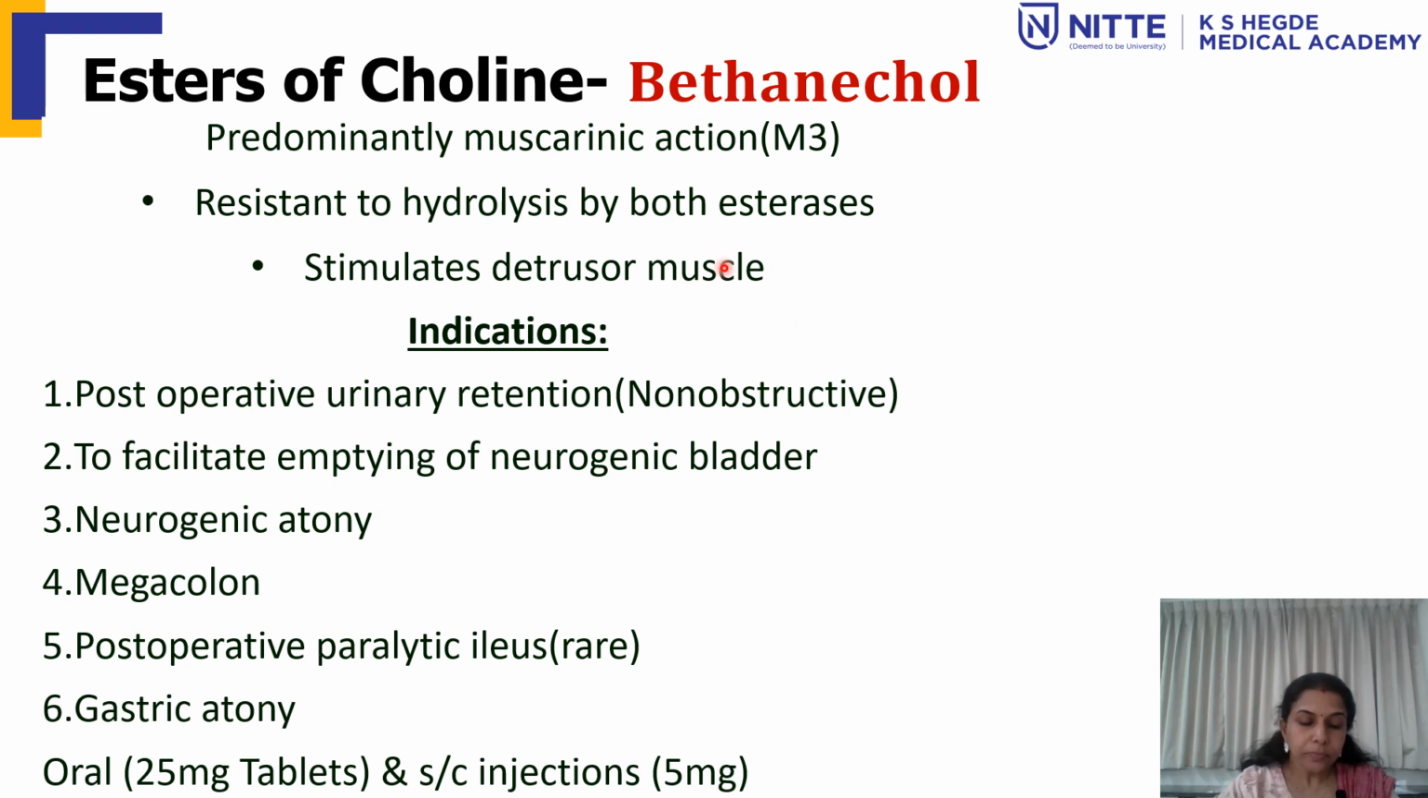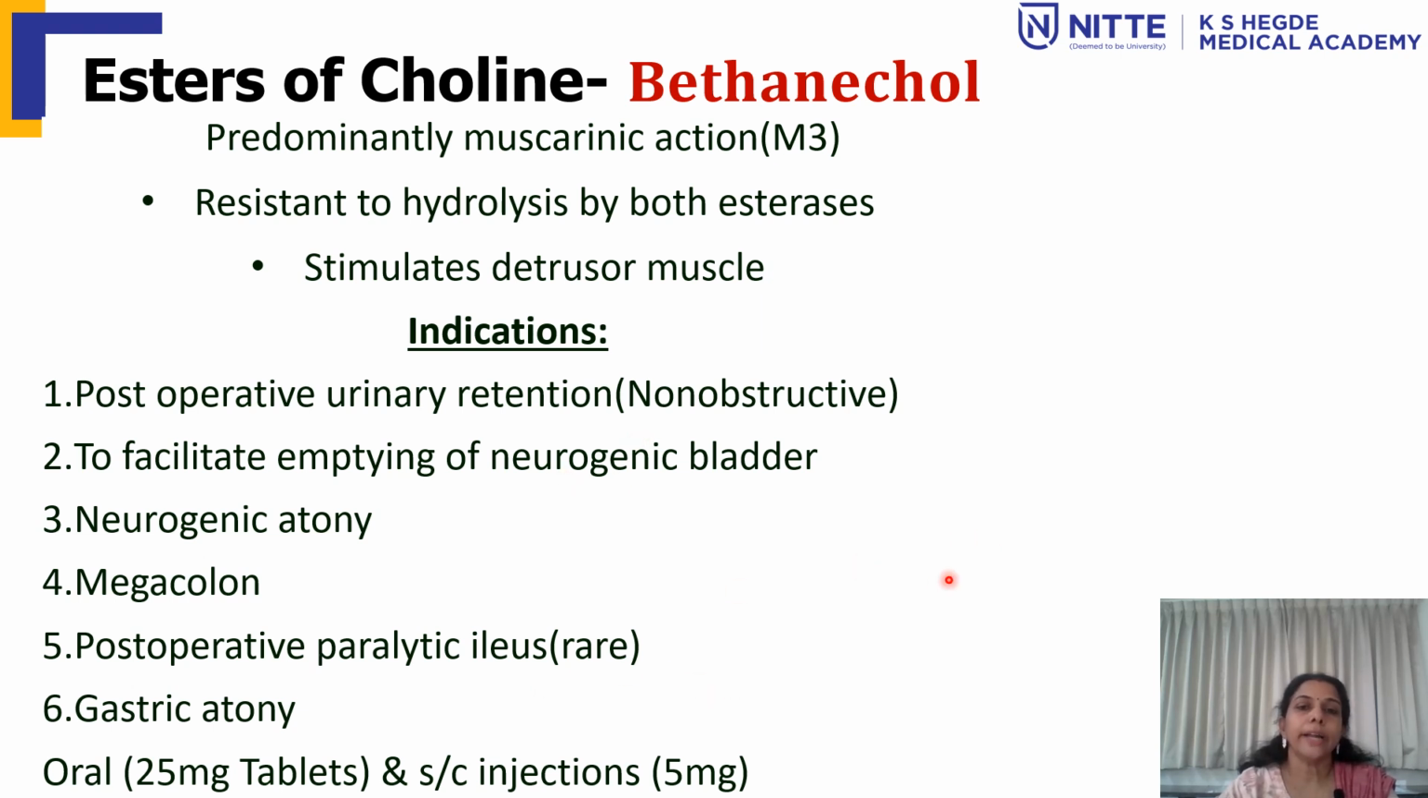It also has action on the GI muscles, prominently the detrusor muscle in the urinary bladder and even the GI muscle. What are the indications? Post-operative urinary retention, especially non-obstructive urinary retention, and to facilitate emptying of the neurogenic bladder, which can be due to an injury in the spinal cord. Also neurogenic atony, megacolon, postoperative paralytic ileus, and rarely gastric atony. In all these conditions, it can be given orally as tablets or as subcutaneous injections. These are the indications of bethanechol.